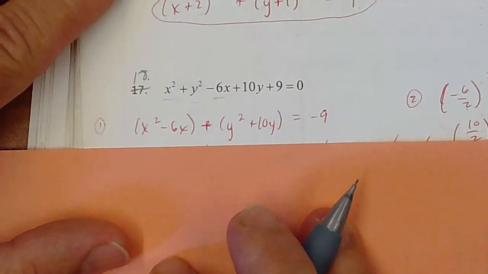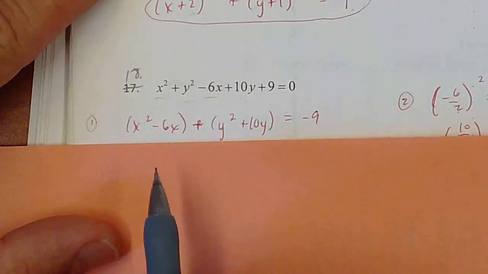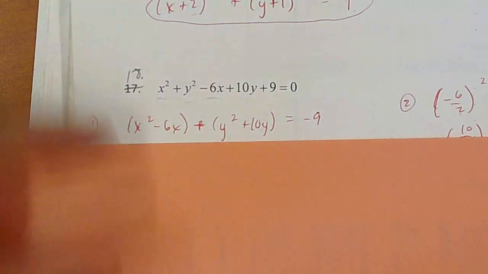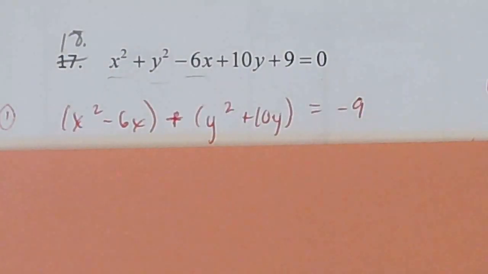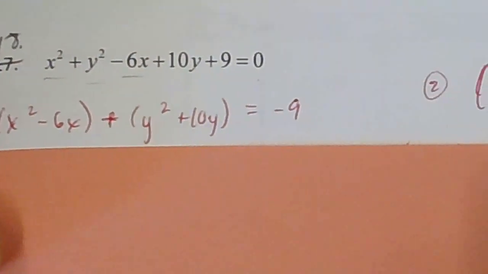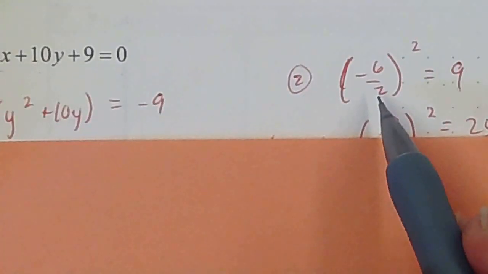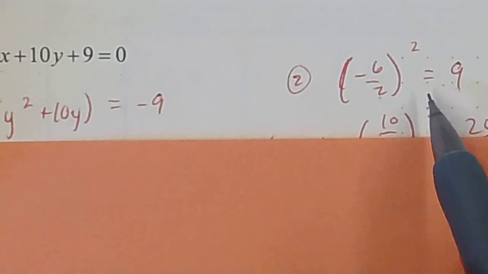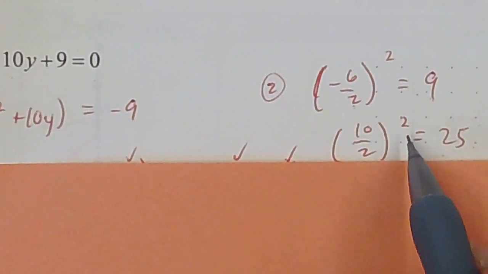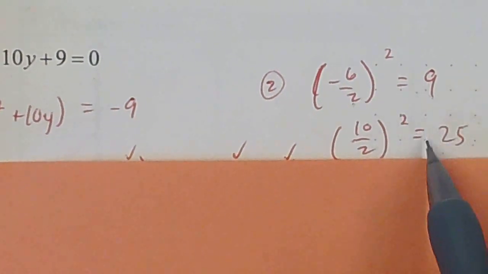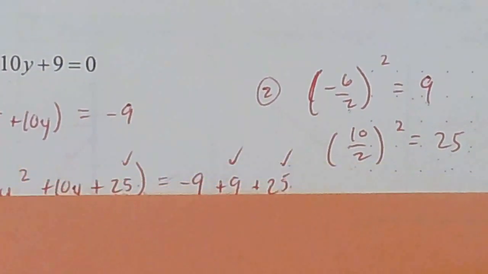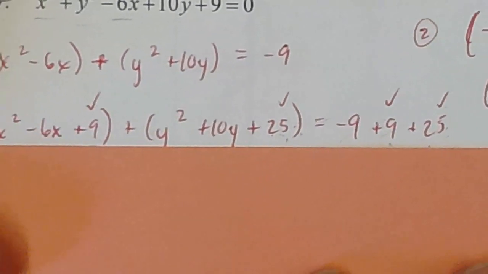Okay, so step 1, here we go. Rearrange it. Half of b and square it now. I did that work off to the side. Half of the negative 6 is negative 3. Squared is 9. Half of the 10 is 5. Squared is 25. We've got to get those numbers and then add it to what? Both sides. Okay? Don't forget to do that.